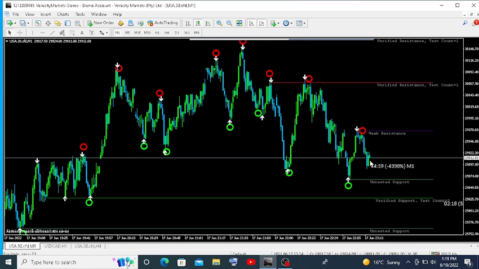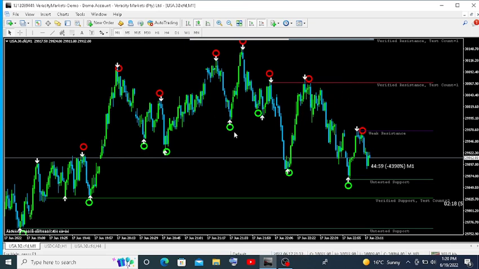Now the arrows will work for you if you take an arrow that is at the resistance or an arrow that is at the support. This is the support, this is the resistance, this is the support, this is the resistance. When you take an arrow that is at the resistance, your sell trade will be successful. When you take an arrow that is at the support, your buy trade will be successful. You see?